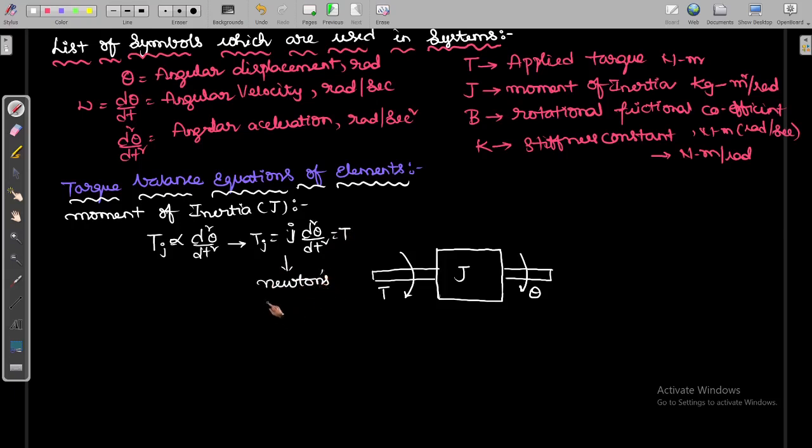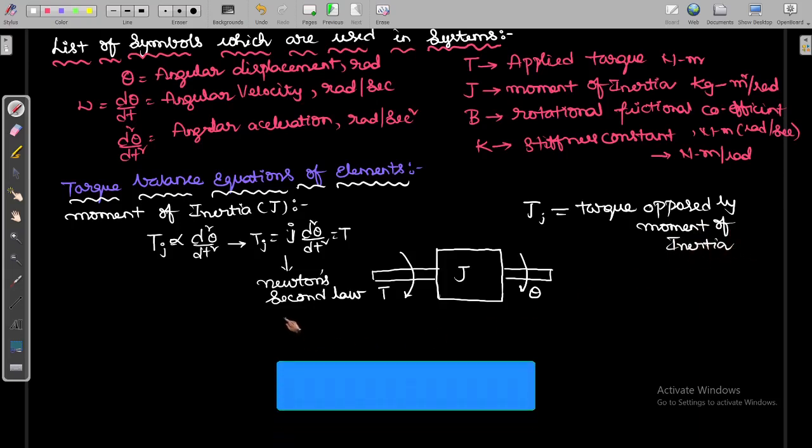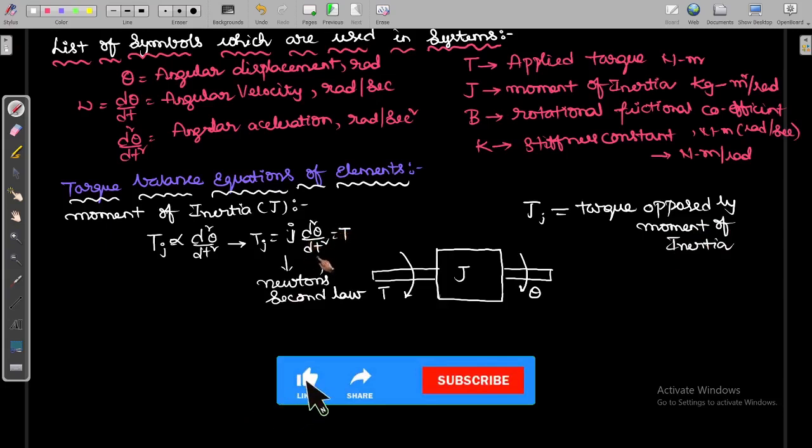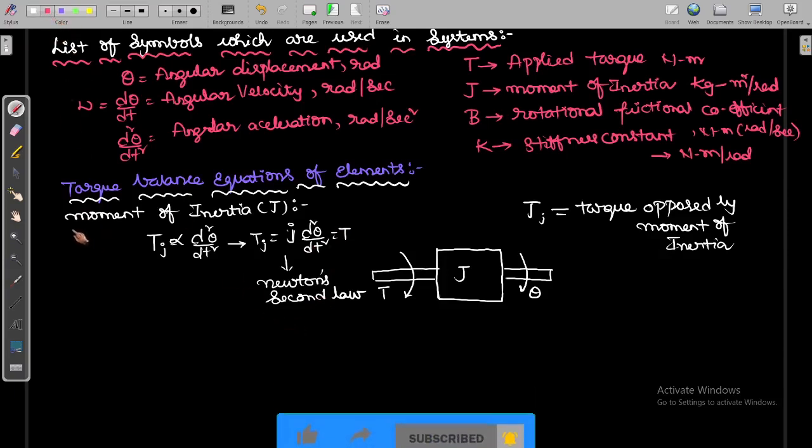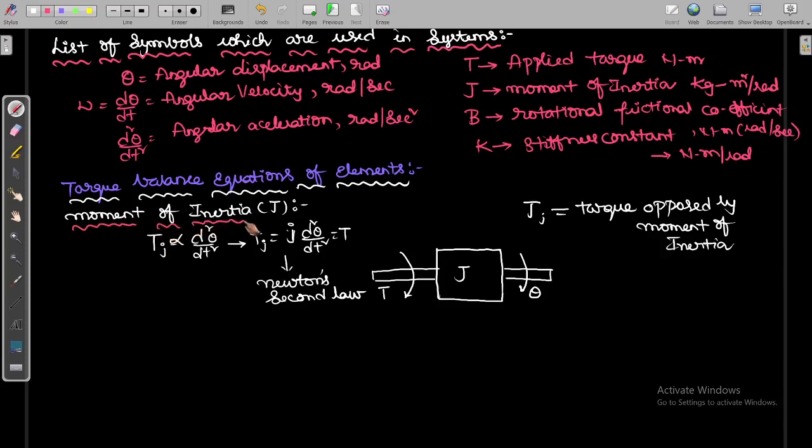Here also we are going to use Newton's second law. Tj is known as the torque opposed. So the opposing torque is the torque opposed by the moment of inertia of the body. So we can write Tj as J d square theta by dt square equals T, according to Newton's second law. This is the information about the moment of inertia of the body.